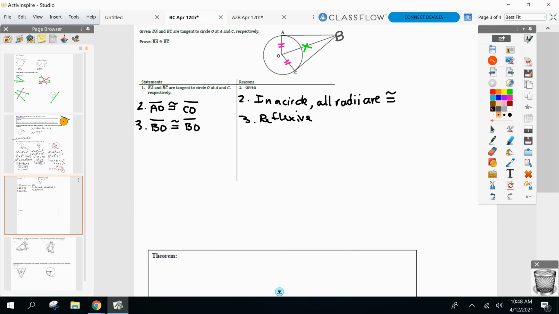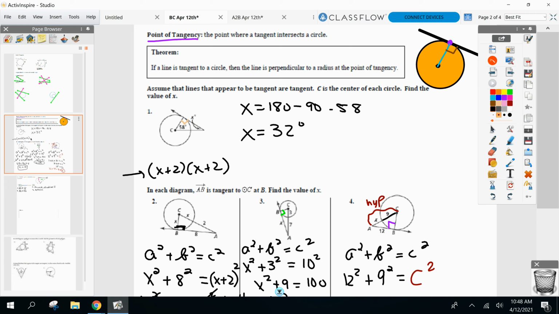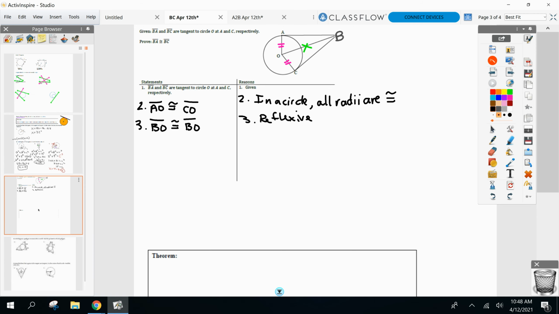Okay, that's what the theorem we just went over says. The radius and the tangent are perpendicular. It said nowhere in the theorem that they form a right angle. So what I need to write right now in the proof is radius AO is perpendicular to tangent AB. And the same thing is true on the other side. Radius CO is perpendicular to tangent CB. Okay? The theorem says they're perpendicular, not that they form right angles.